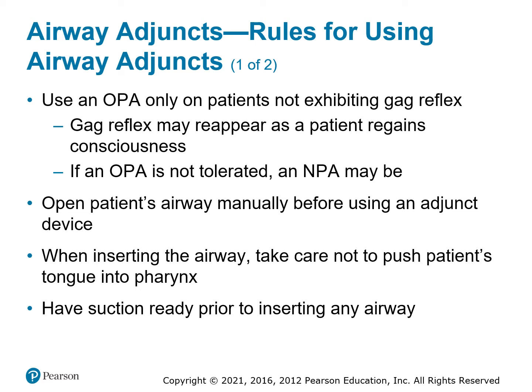You have to open the airway with a head tilt, chin lift, or some type of jaw thrust before you can do the airway adjunct. But once you get it in, it holds the tongue off the back. You still need to maintain the position in the airway, but it's an adjunct to make it work even better.